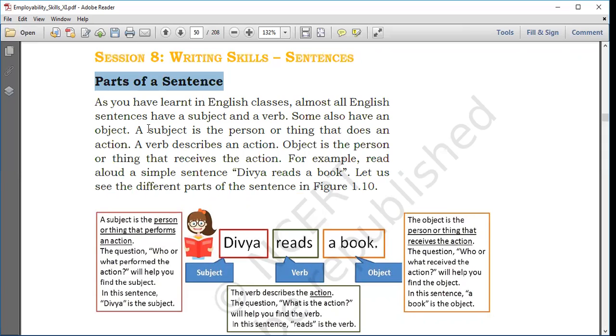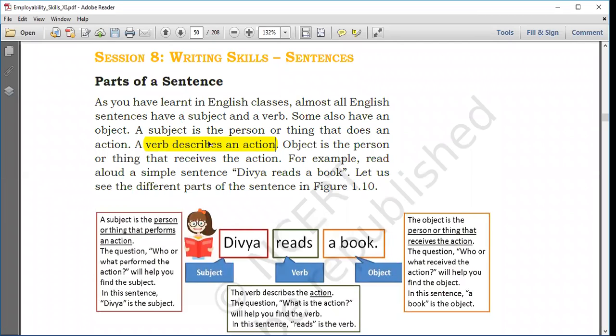So every sentence has a subject. Subject is the person or thing that does an action. So the person who is doing the action in any sentence, a person or place or thing, whatever, that word is called a subject. Like in this example, Divya reads a book. Now the person who is reading, Divya, so Divya is the subject here. So action is being done by Divya, right? And verb describes the action, whatever action is being done, right?